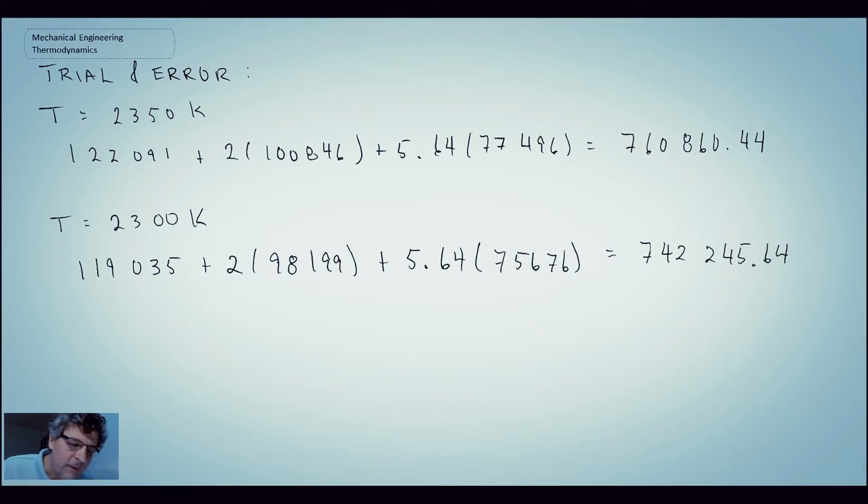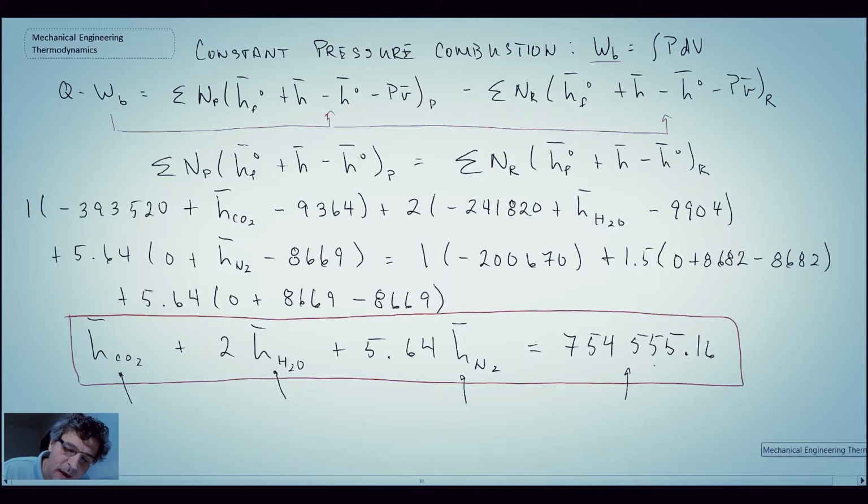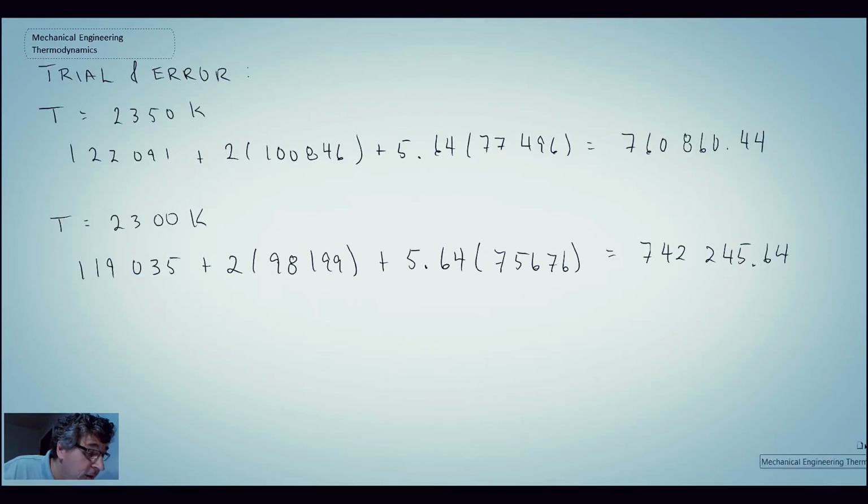So that's what we get for the first law, with the temperature either being 2350 or 2300. And if we look back at our previous equation, this is what we're trying to match on the right hand side. So let me put that in the middle. The value there was 754,555.16. So look at that. I really picked those values well, didn't I? Because we can see this is right in the middle of those two numbers.